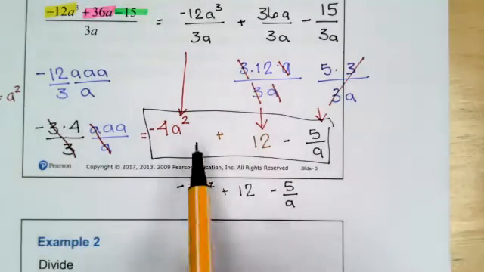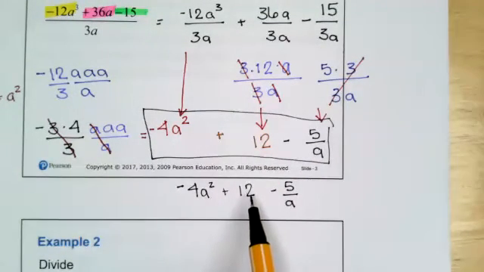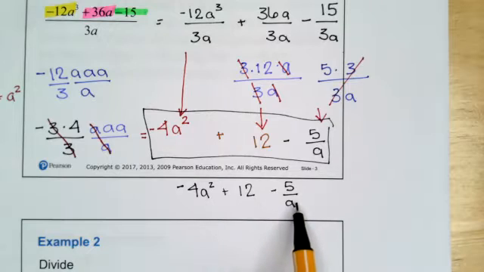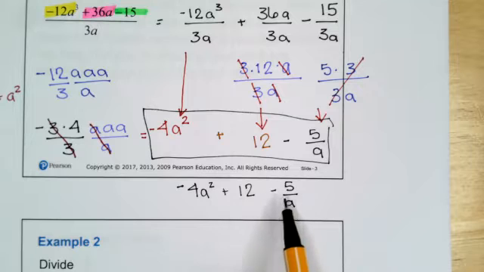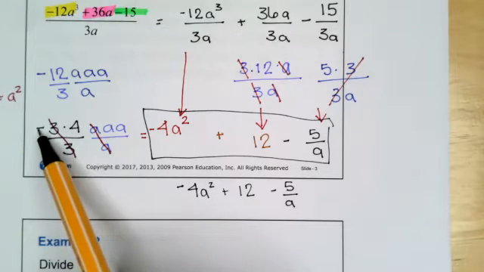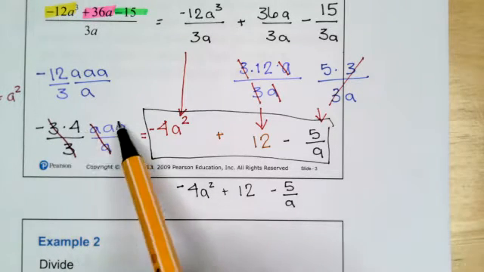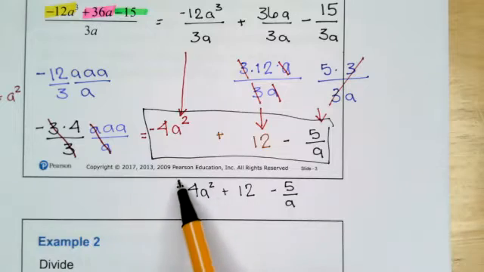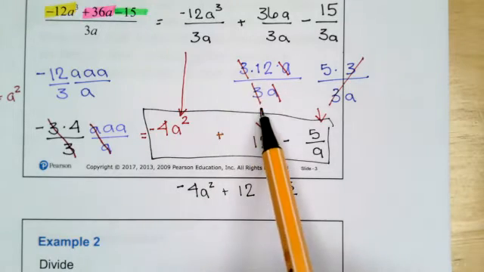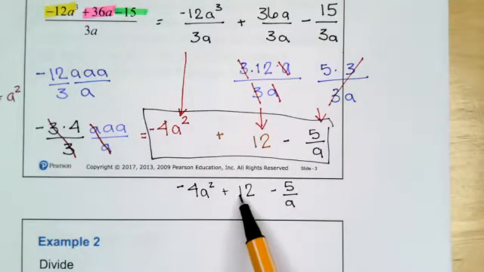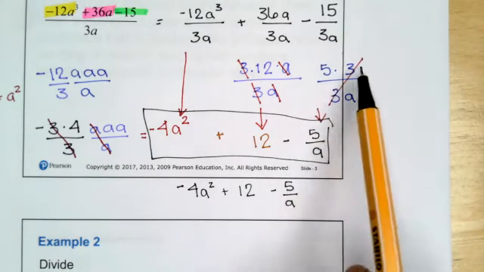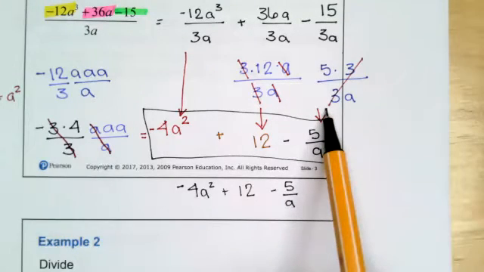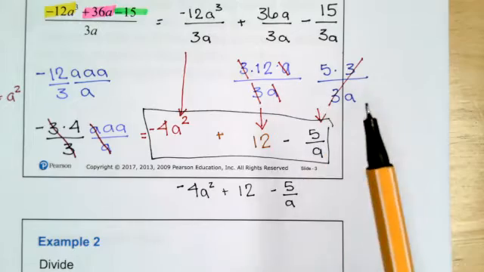In this case, everything factored out of the bottom. In this case, it did not, so we're just leaving it as a fraction. So we have negative 4a squared plus 12 minus 5 over a, because the negative was kept, the 4 was kept, 2 of the a's were kept, so that's how we got that number. The 3 was canceled, the a was canceled, so we just had a 12 here. And then here we had a 5 on top and an a on the bottom left over when we canceled out the 3 on the top and the 3 on the bottom. Okay.